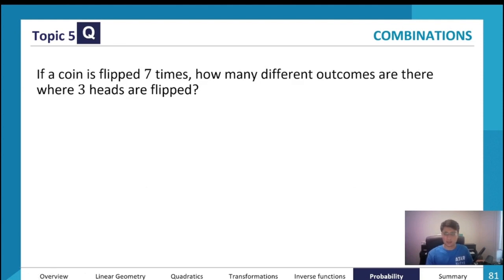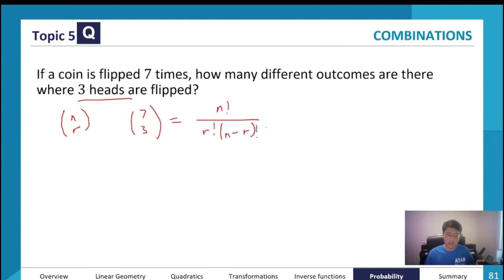If a coin is flipped 7 times, how many different outcomes are there where 3 heads are flipped? So we have a total of 7 events, and we're looking for 3 favorable outcomes. Remember, that's n choose r. In this case, we're looking for 7 choose 3. We want 3 heads out of 7 total coin flips. Again, the formula is n factorial over r factorial times (n minus r) factorial. In this case, that's 7 factorial over 3 factorial times (7 minus 3) factorial, so 7 factorial over 3 factorial times 4 factorial.